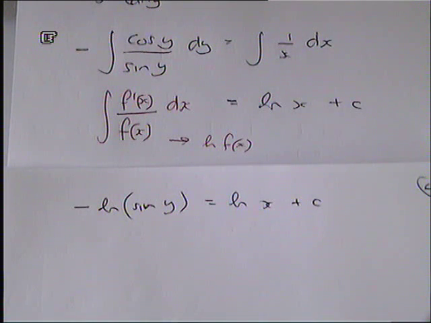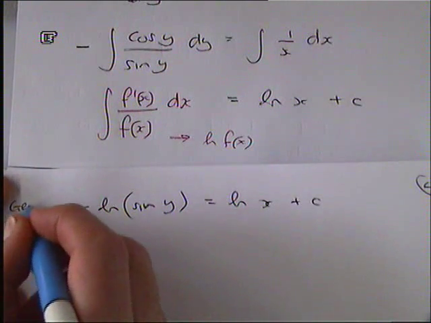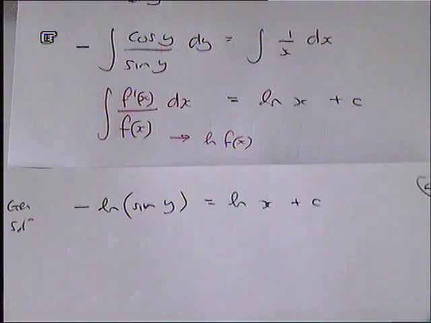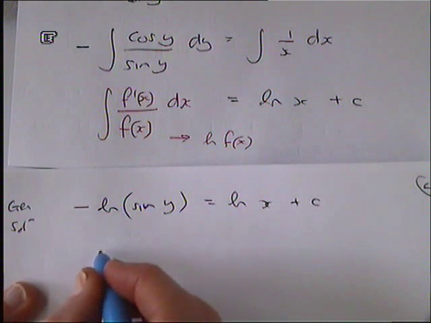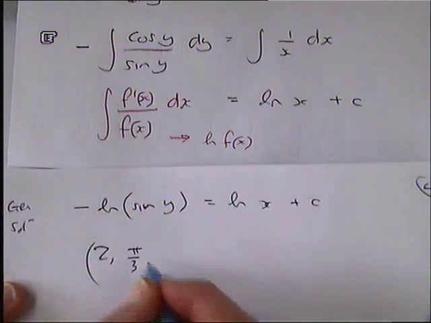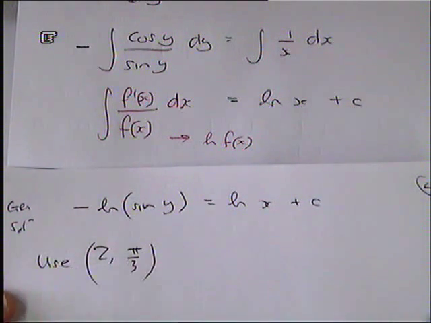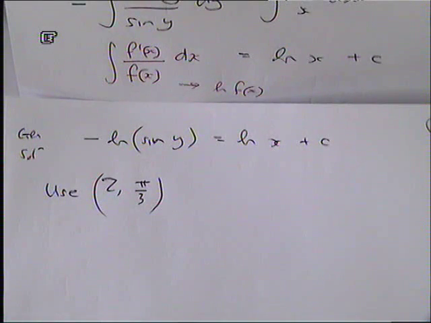Now, that is really a general solution, because I've got no dy dx's in there anymore. So if that's my general solution, what's my next step after a general solution? To find the specific, so I need to substitute some stuff in. In the question, it told me that when x is 2, y was pi by 3. So that's the coordinate point that I'm now going to use.